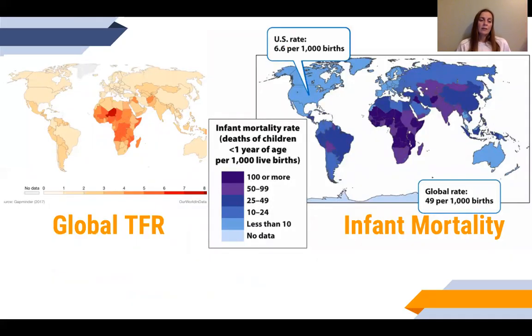So globally, if we look at total fertility rate, you can see that there is a strong correlation between total fertility rate and infant mortality. So generally speaking, the higher the infant mortality rate, the higher the total fertility rate as well.